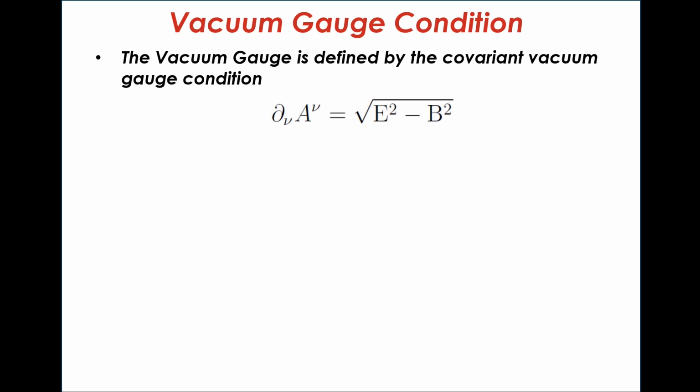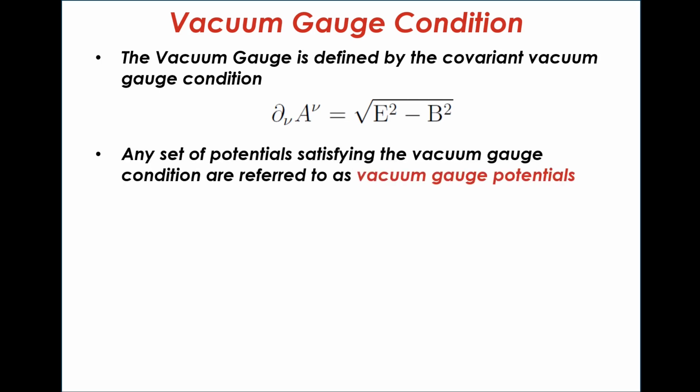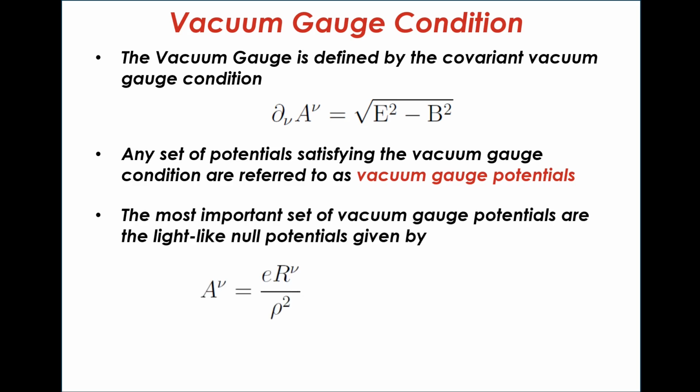The vacuum gauge is defined by the covariant vacuum gauge condition. Any set of potentials which satisfies this first order differential equation may be referred to as vacuum gauge potentials. The most important set of vacuum gauge potentials for the classical electron are the light-like retarded null potentials, where R nu is the vector from the retarded position of the charge to the present time field point.